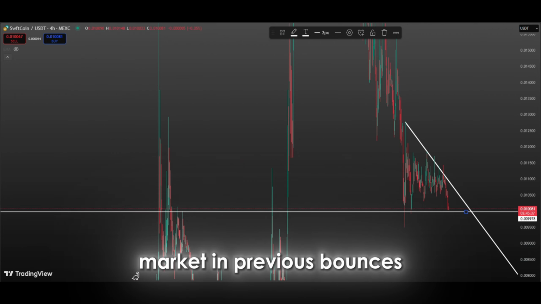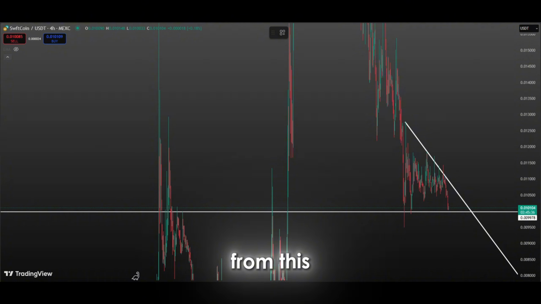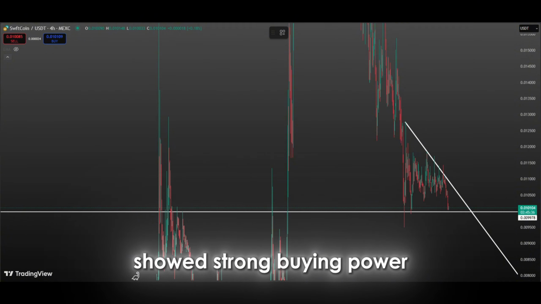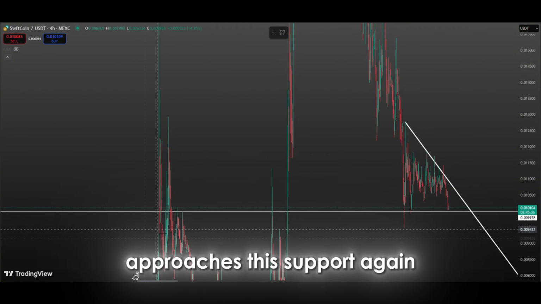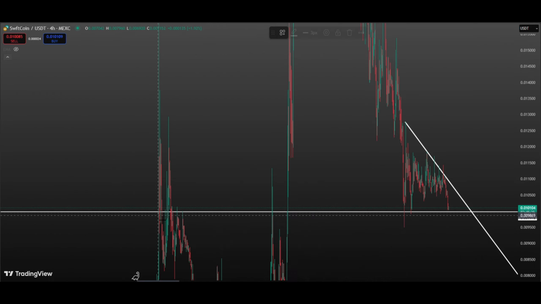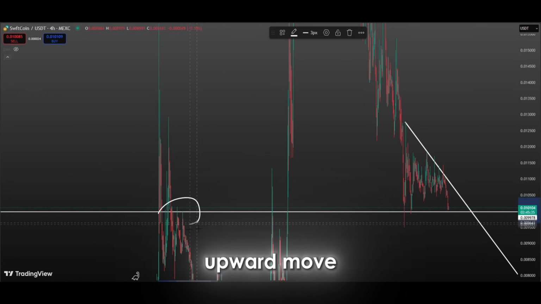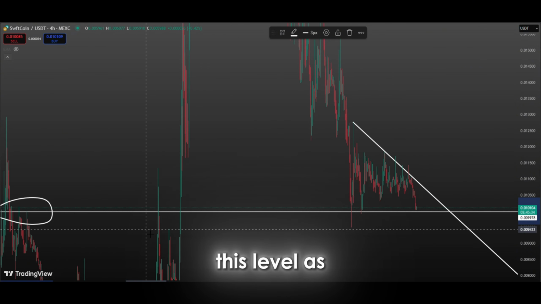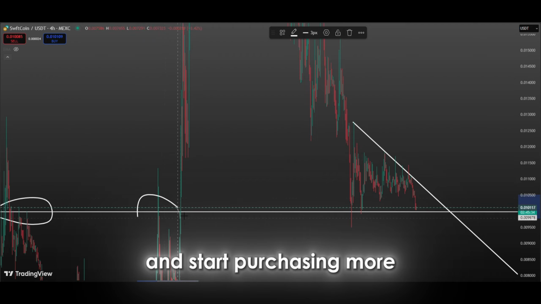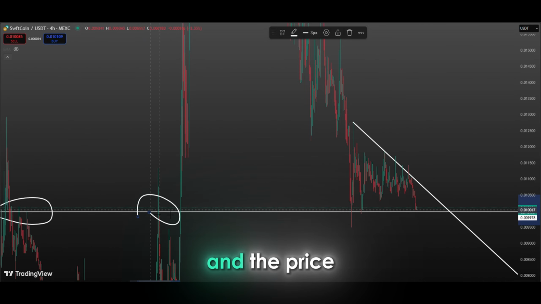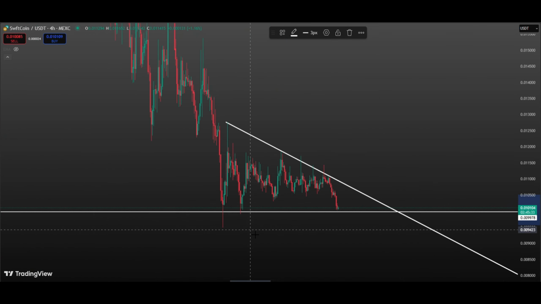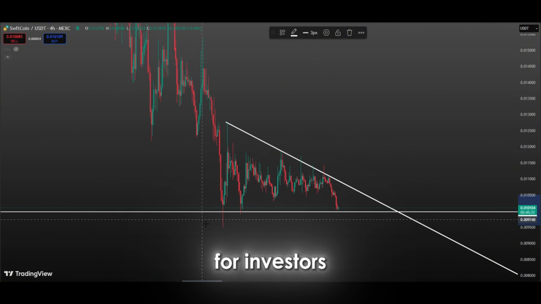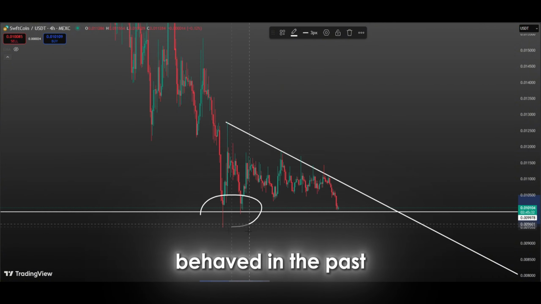In previous bounces, we observed that the price rebounded from this support level and showed strong buying power. If the price approaches this support again and receives a reaction, it may signal not only the beginning of an upward move, but also an increase in market confidence. When buyers see this level as an opportunity and start purchasing more, the market balance changes, and the price gains upward momentum. Another important factor for investors is how these support levels have behaved in the past.